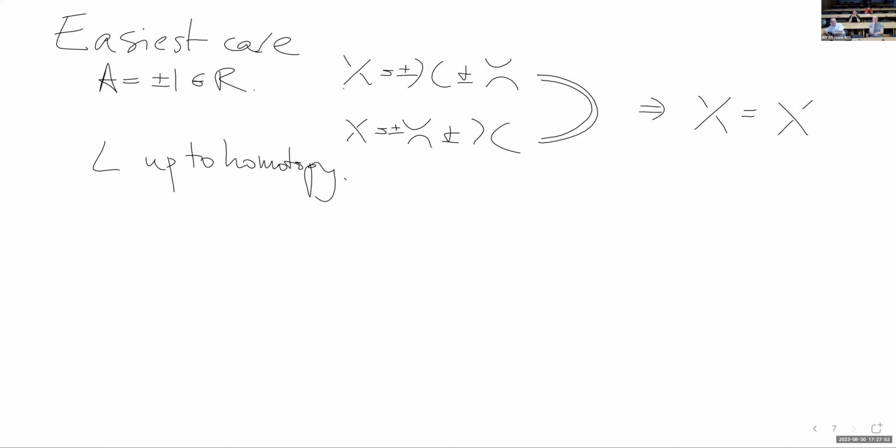So let's keep studying this very trivial example as it seems. Now links we can consider up to homotopy because you can change crossings. And there is a benefit of that. This makes a module into an algebra.